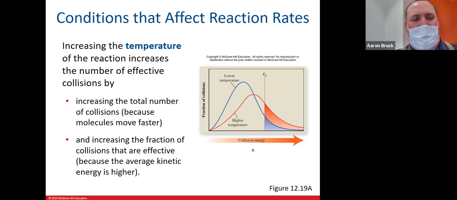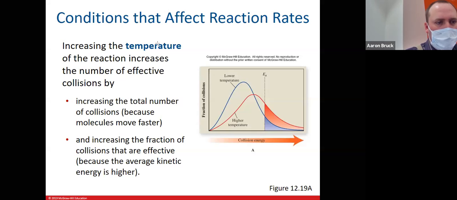But in addition to that, increasing the temperature, in addition to getting those molecules moving more quickly and colliding more often, means that when they collide, more of them will have the energy required to react. So if you look at the graph here, this line here represents the activation energy for the reaction.